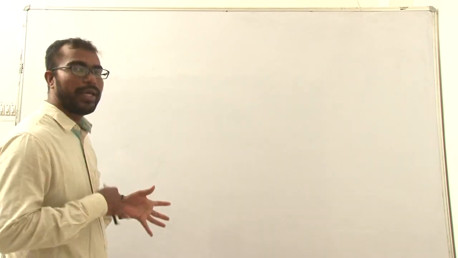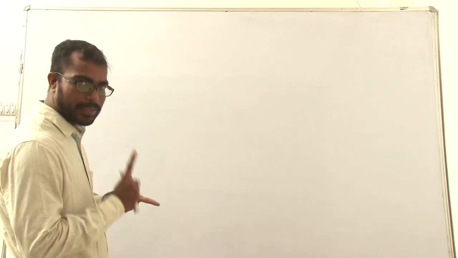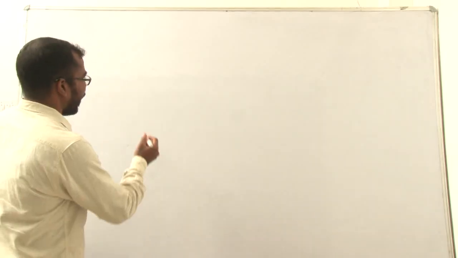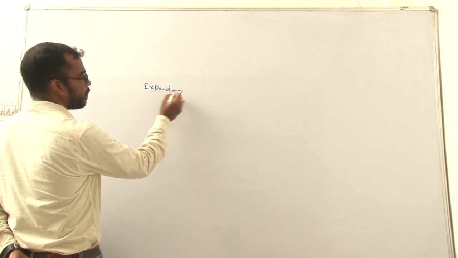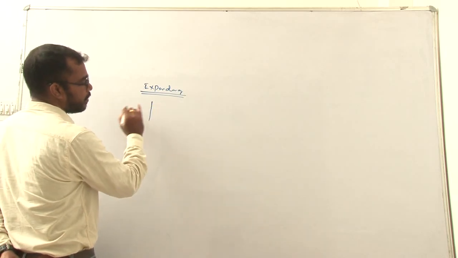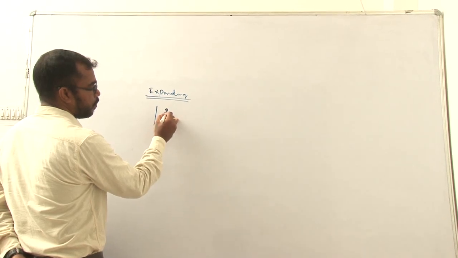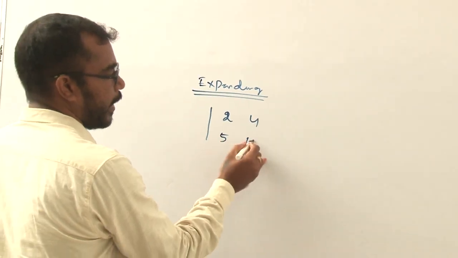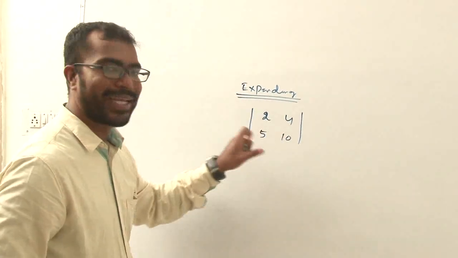So what do you mean by expanding, and what is without expanding? First we have to understand the expanding method and the without expanding method. Expanding method means, suppose we have a determinant 2, 4 and 5, 10. It is a second order determinant.